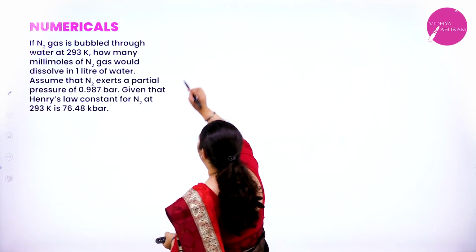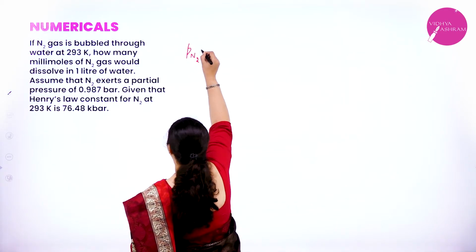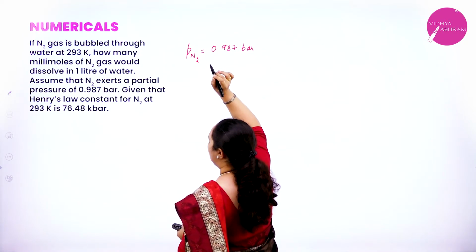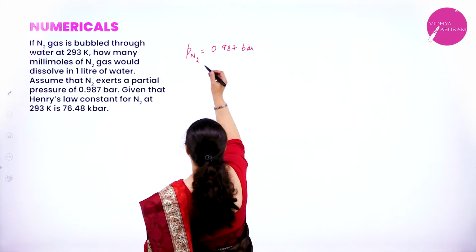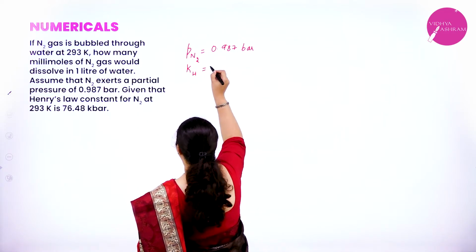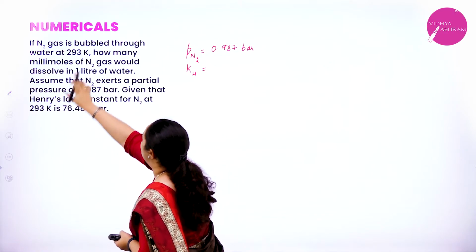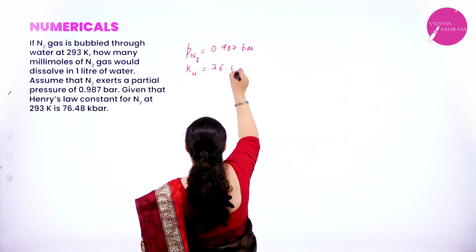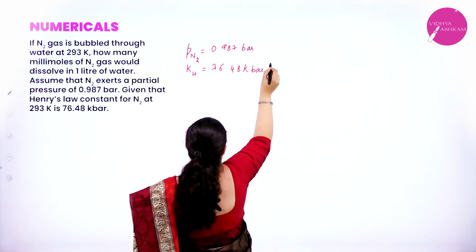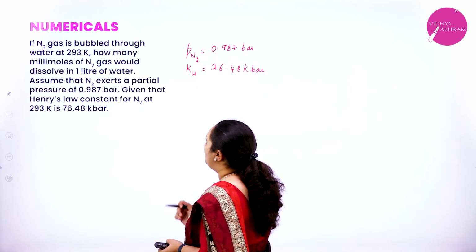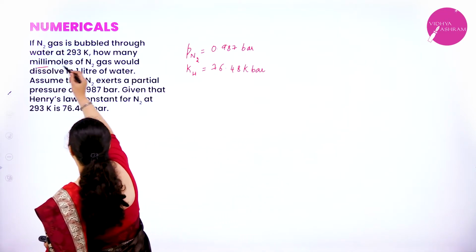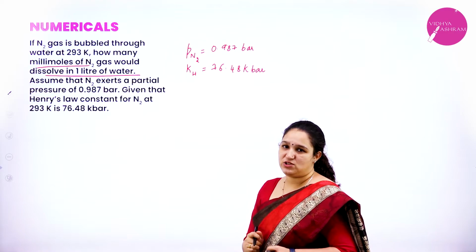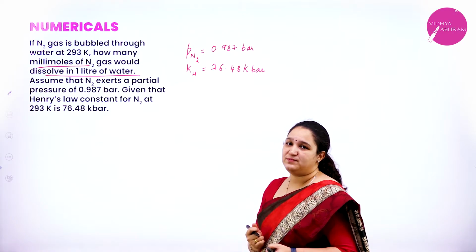They have told the partial pressure of nitrogen, P N2, is 0.987 bar. And they have also given Henry's constant KH for nitrogen at the same temperature, so don't bother about temperature, it is 293 Kelvin. So it is 76.48 kilobar. Okay, now what do I have to find out? How many millimoles of nitrogen can dissolve in 1 liter of water at that particular temperature? So how do we solve this?